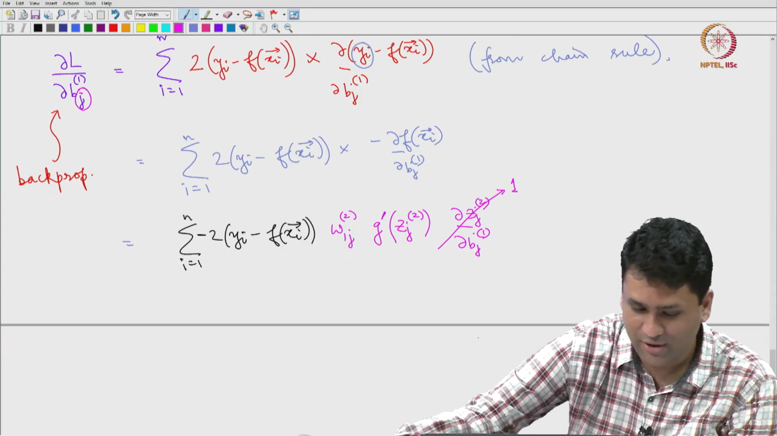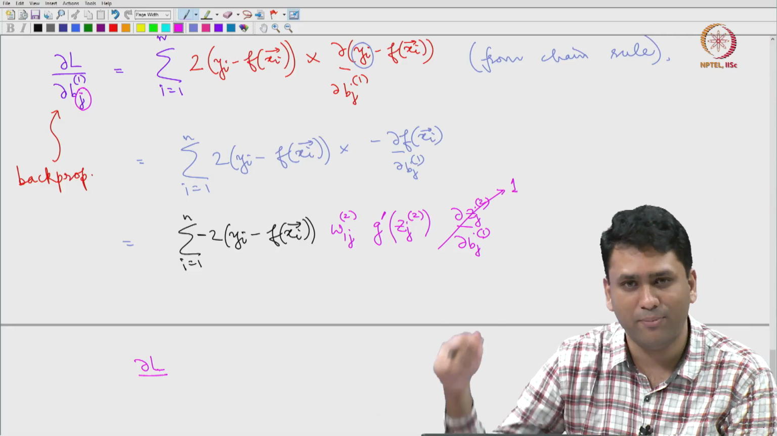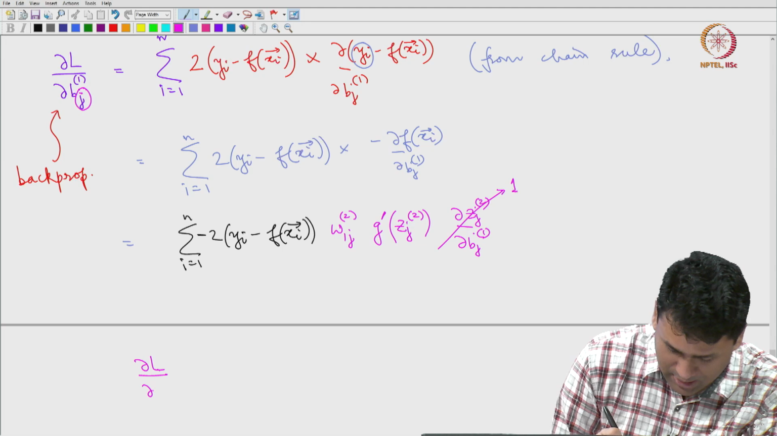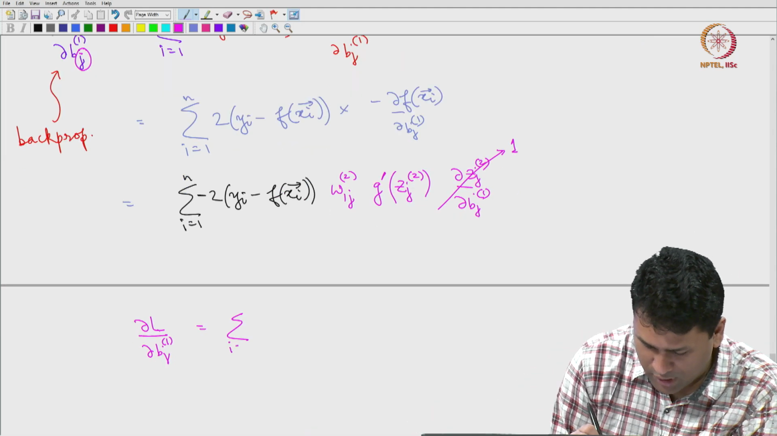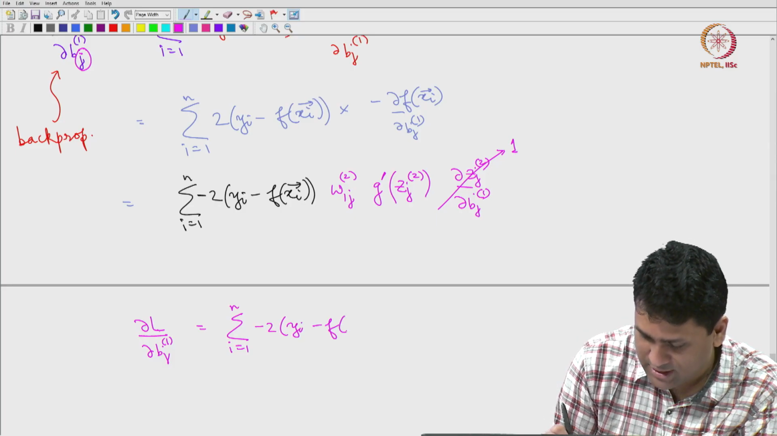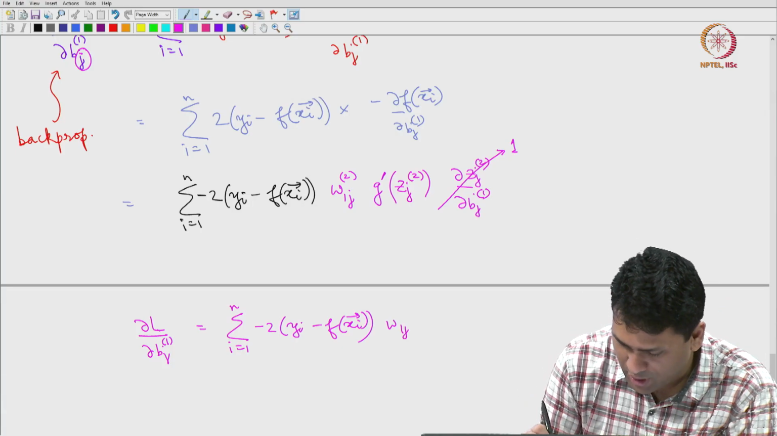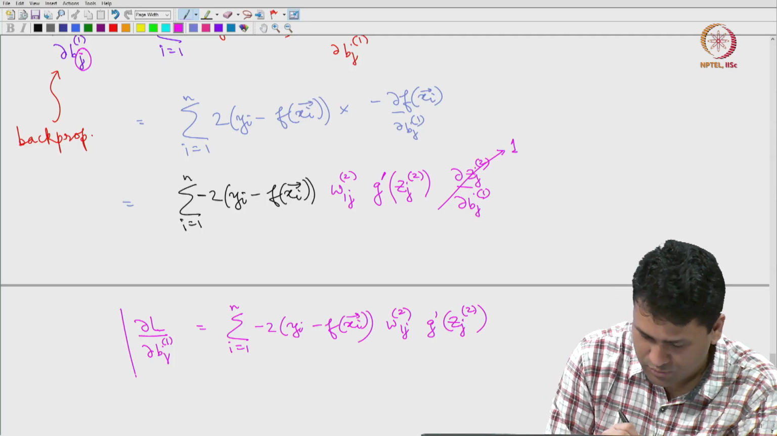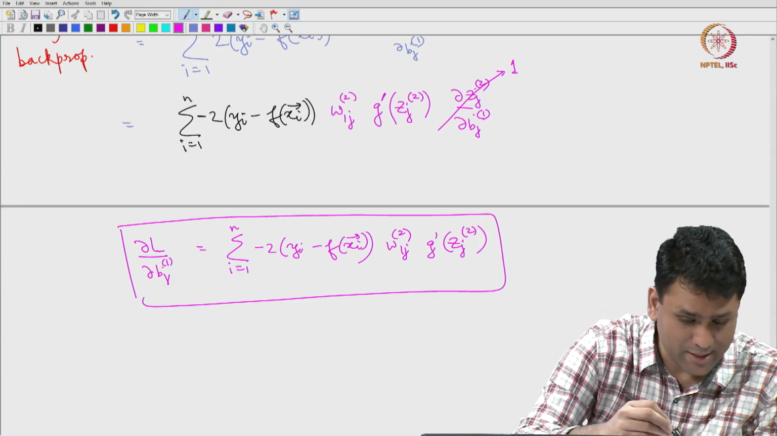Finally, we have managed to show through this back propagation, where you are propagating from the back of the network all the way to the front, that del L by del bj1 is equal to the sum over i going from 1 to n. Remember, we are considering just one batch here, so that is why we have all the points. Then we have minus 2 times (yi minus f of xi) times w1j2 times g dash zj2.